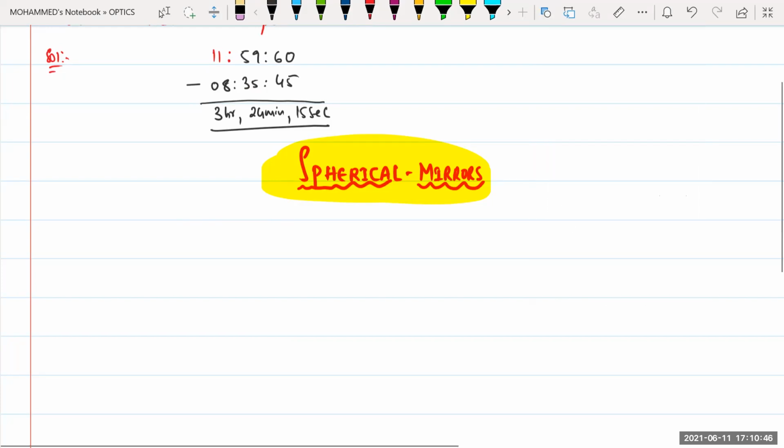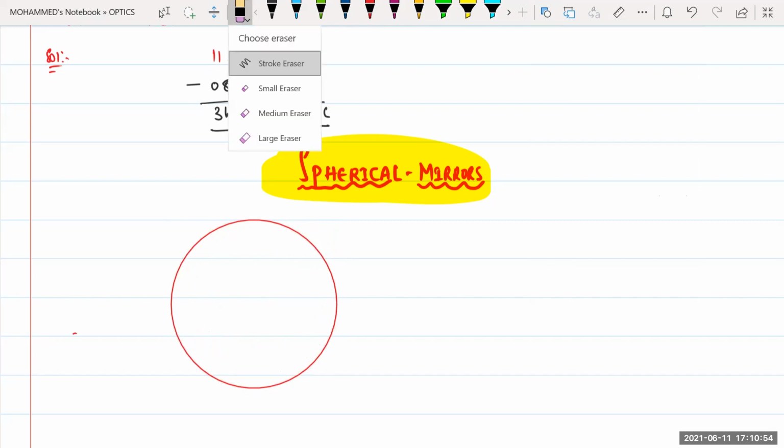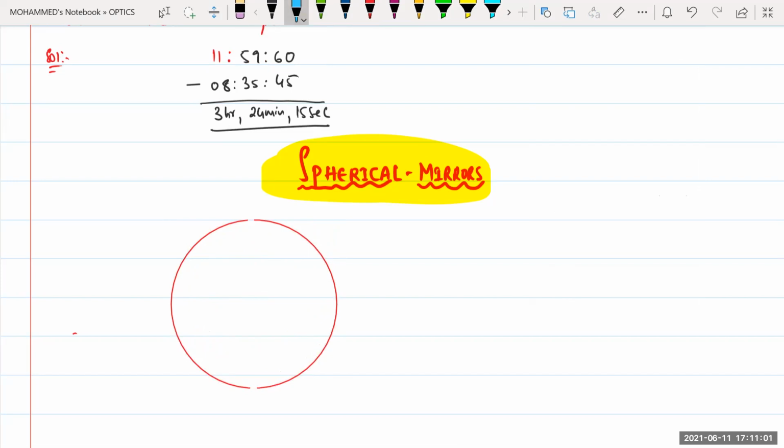Let me take the diagram for this one. This is your spherical mirror like this. In this one, if I'm taking one small part right now, see here. This is the center, beta. This is known as the center of curvature, that is nothing but C. This point, the center of this mirror, is known as the pole.